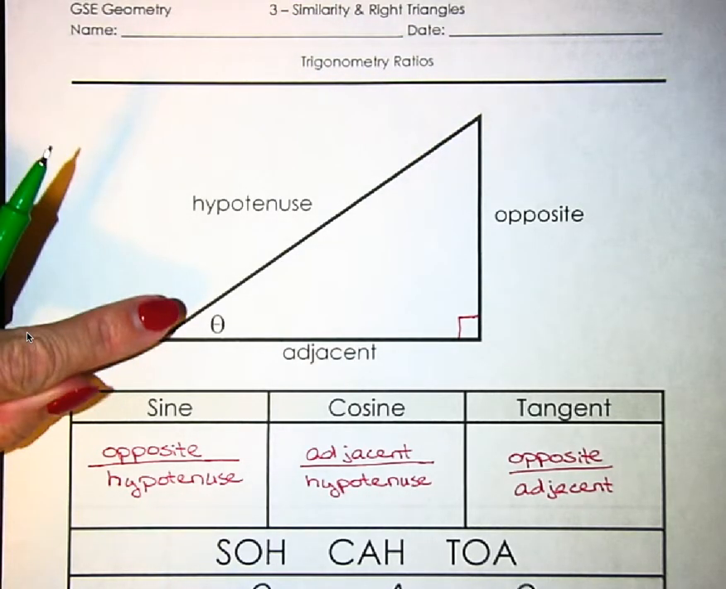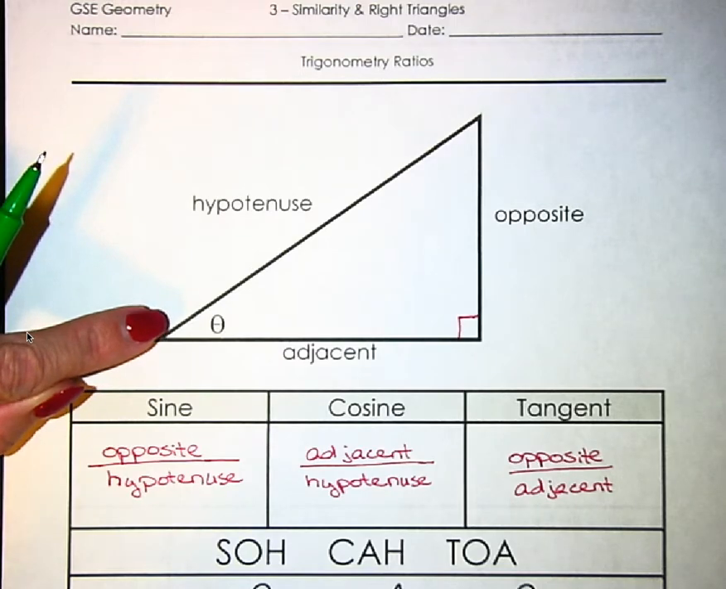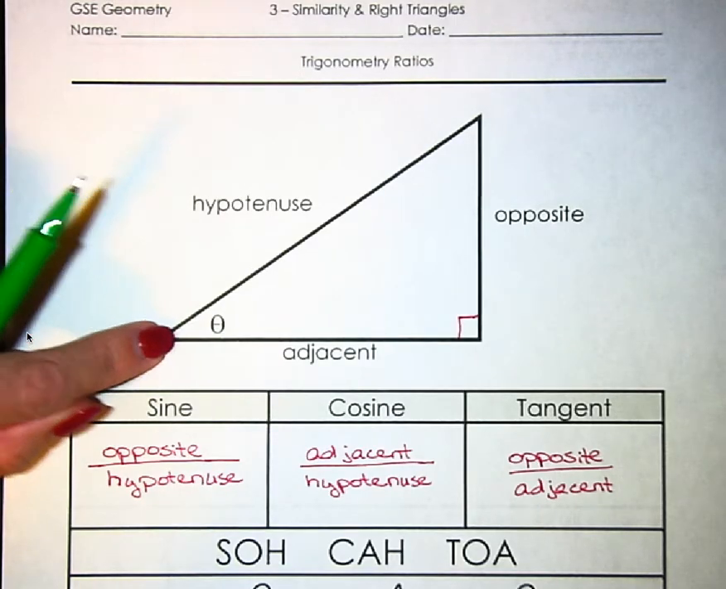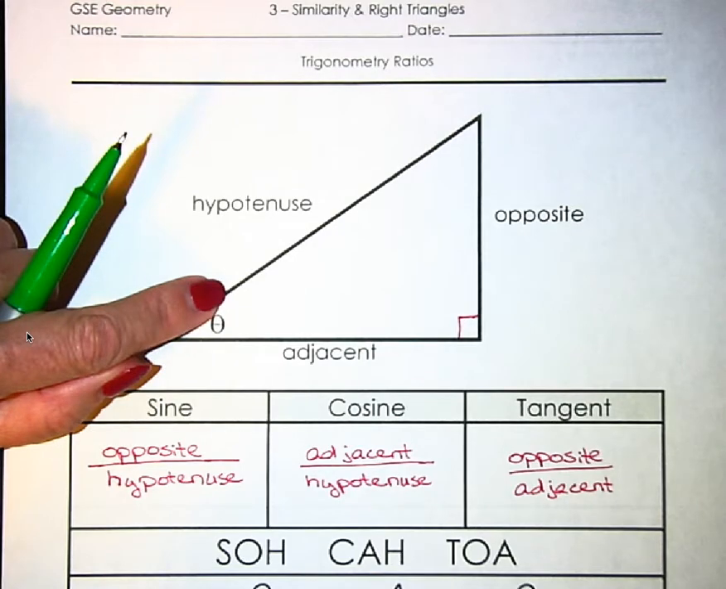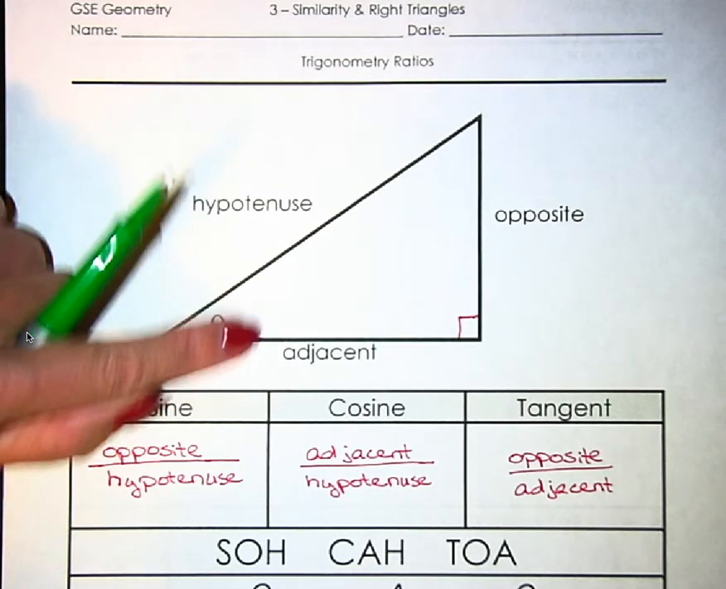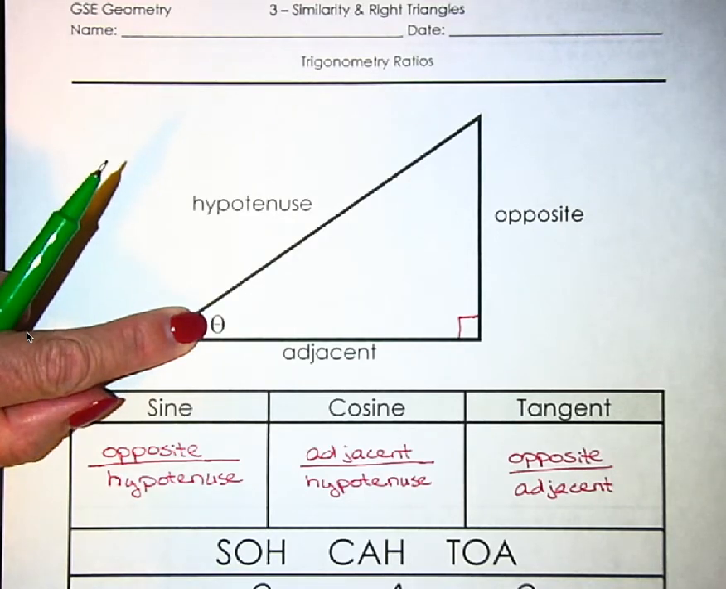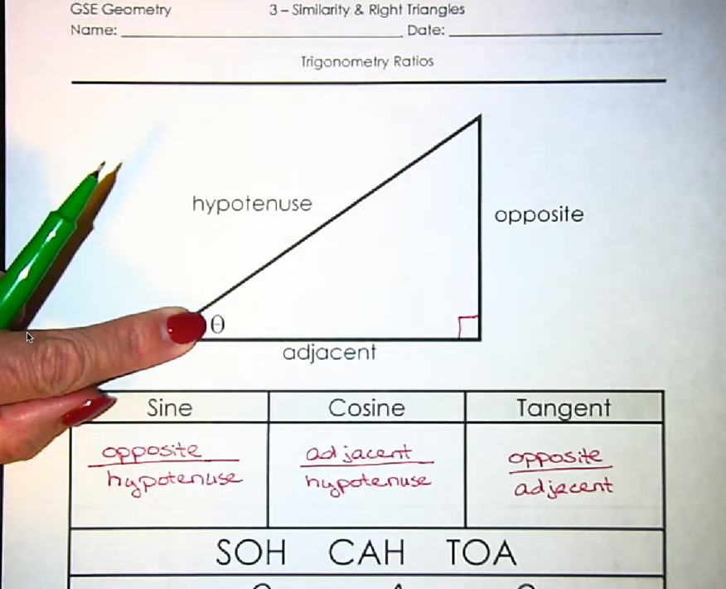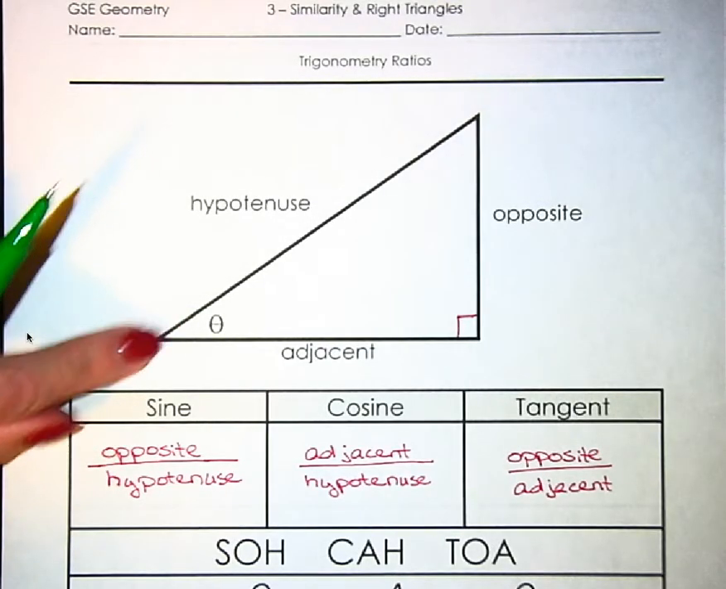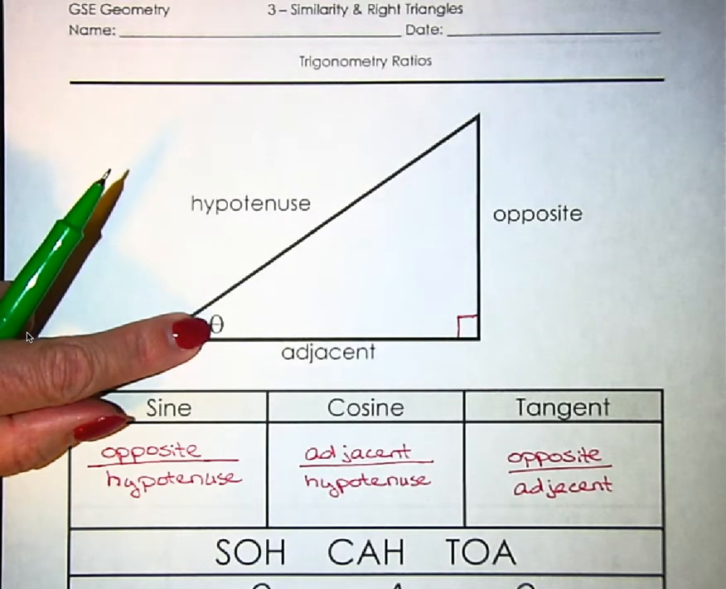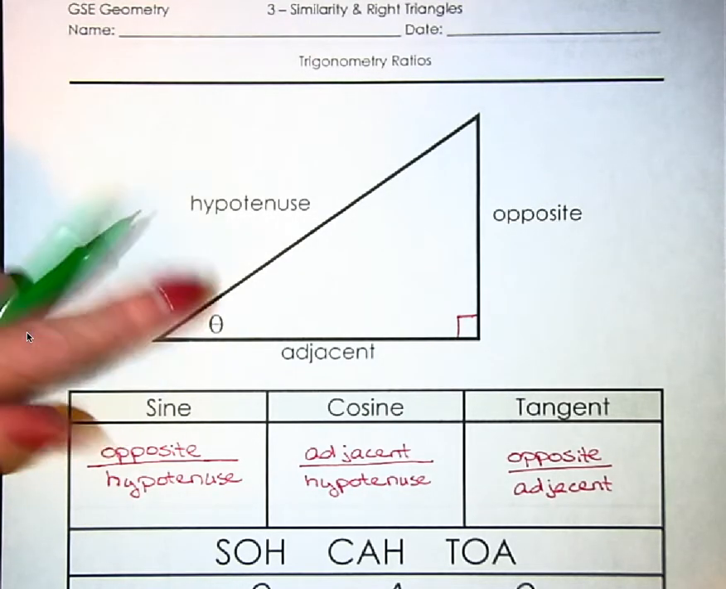So let's look at a right triangle that we would use this on. This would be an example of a right triangle that we might use it on. This is called the theta symbol, and we just label that as our reference angle that we're using. So if this is my theta angle or my reference angle, the first thing you have to do is be able to identify your three sides.